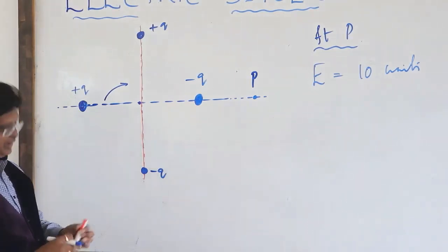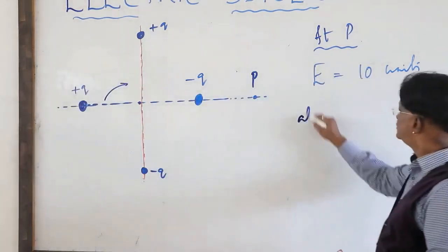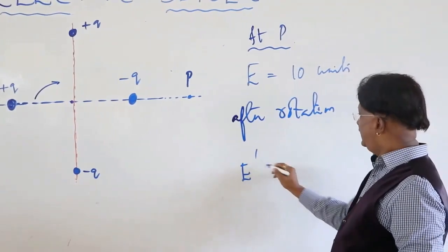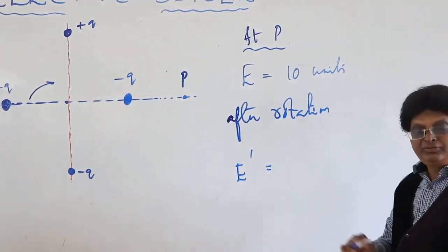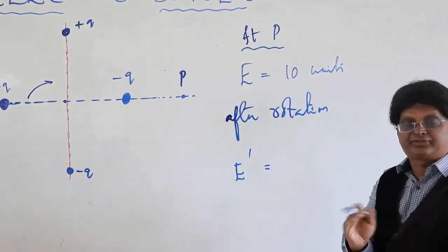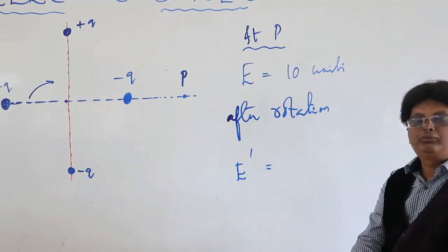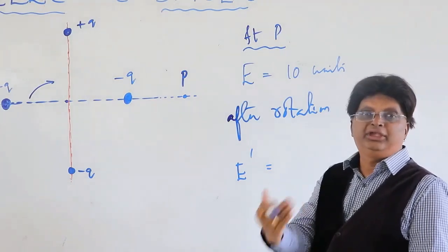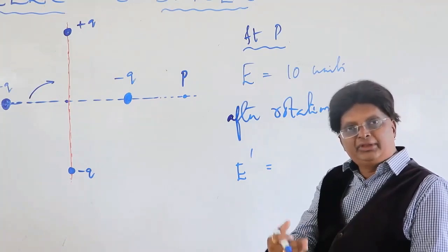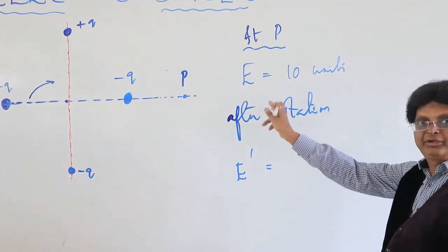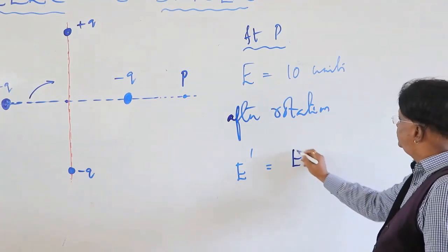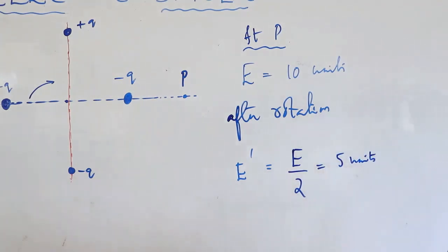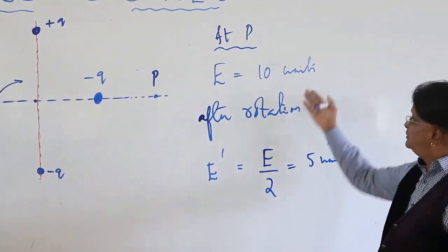Therefore, after rotation, E dash is equal to, now we will use that result. We just now said the distance is the same. For the axial point and equatorial point, what is the relation that we have given for the intensity? Yes, the axial is double that at the equatorial, or the equatorial is half that at the axial. Now since the axial has become equatorial, E dash is equal to E by 2, that will be 5 units. So this is the change that happened in the magnitude due to rotation.